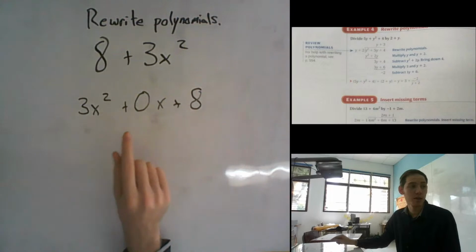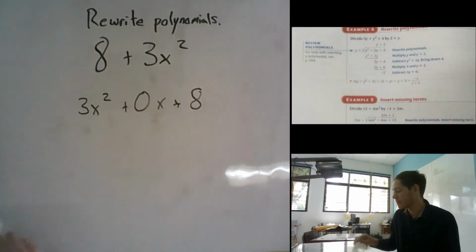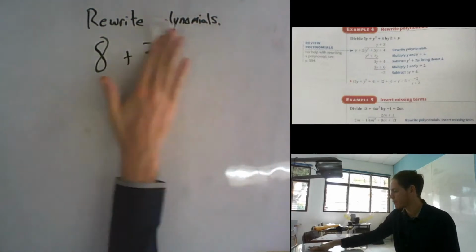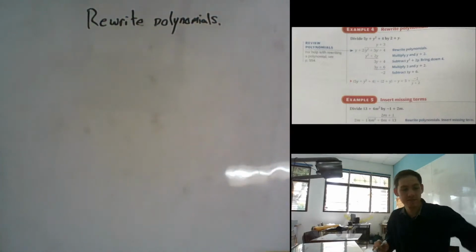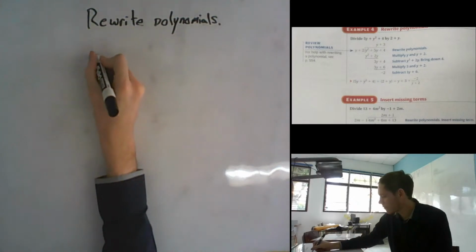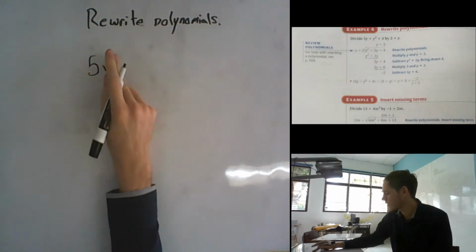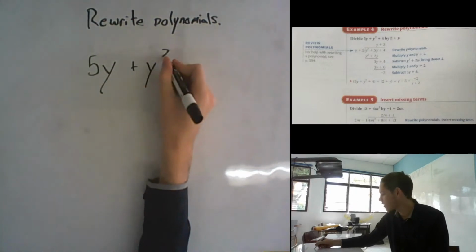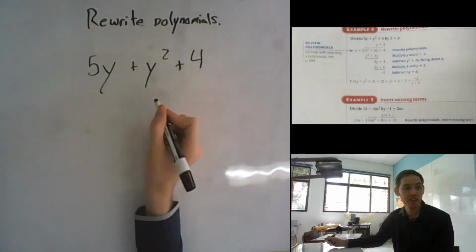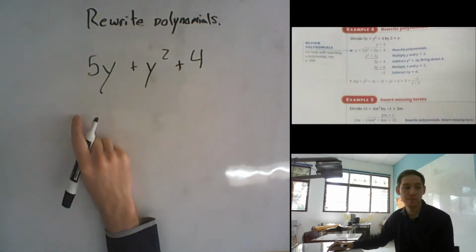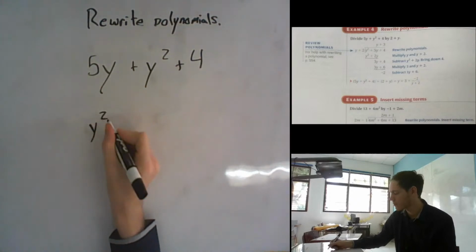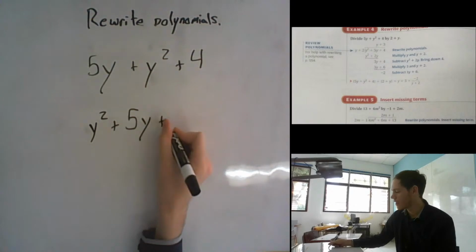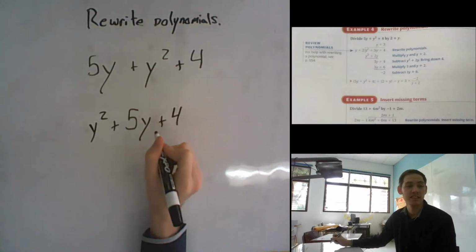Okay, so 3x squared plus 0x plus 8. Okay, so we rewrite polynomials. Let's take another example. Let's say we had 5y plus y squared plus 4. Now to rewrite this, we have to write it in order of power. So it needs to go y squared, then 5y, then 4. Okay? So you always need to write these in order.